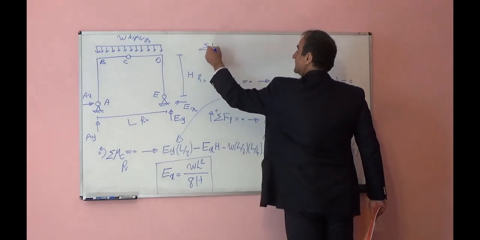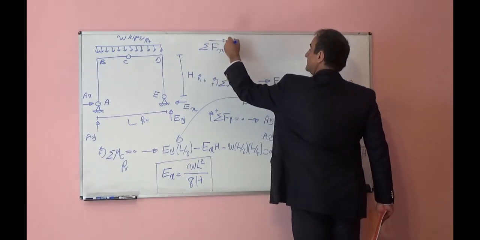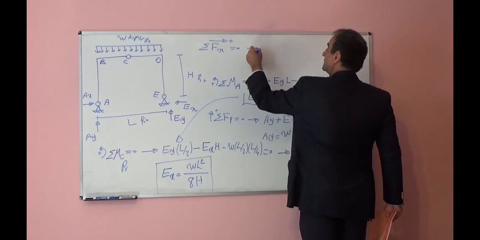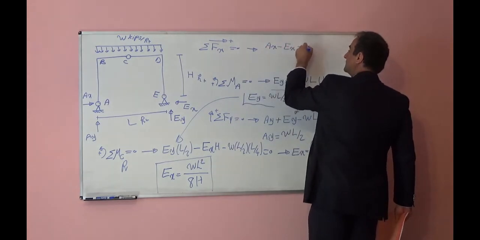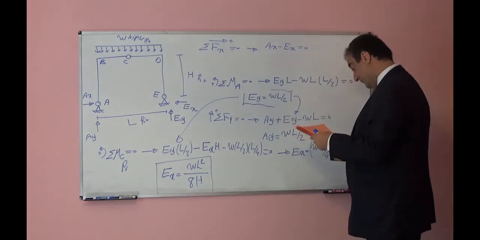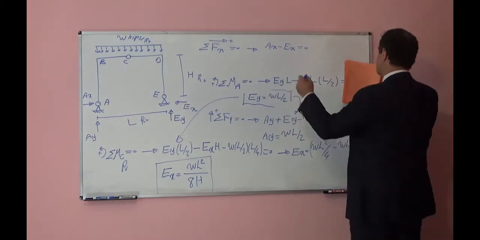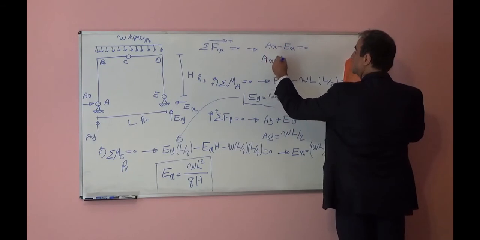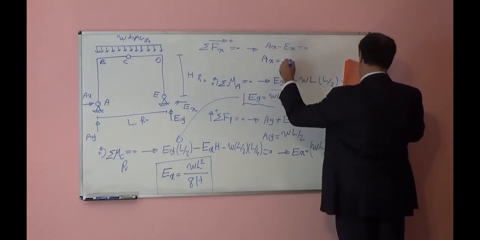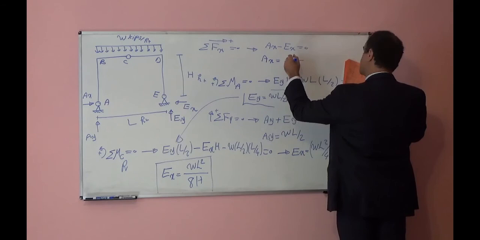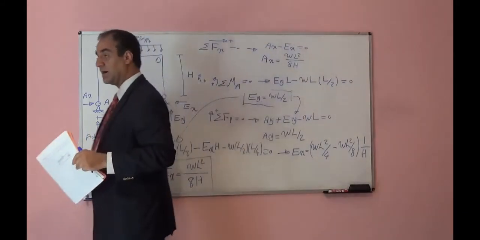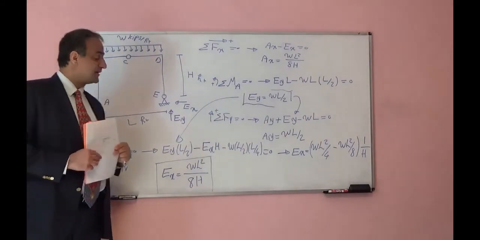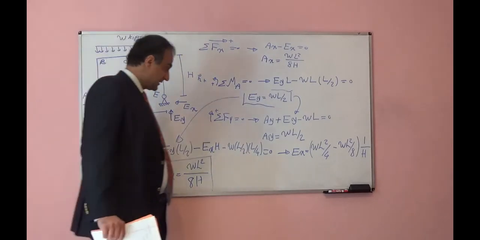Now summation of forces in horizontal direction is equal to 0. I'm writing here. So AX minus EX is equal to 0. From there I can find AX. AX will be equal to EX if I take the other side, so it will be again WL squared over 8H. So I found all reactions. Now I can draw shear diagram and moment diagram.